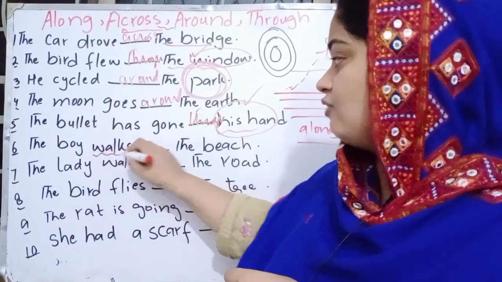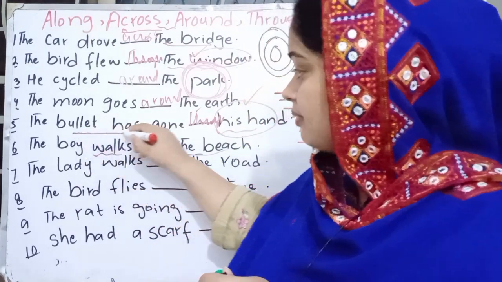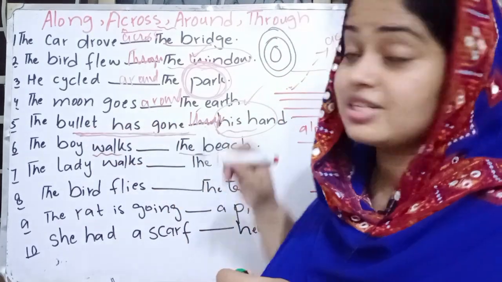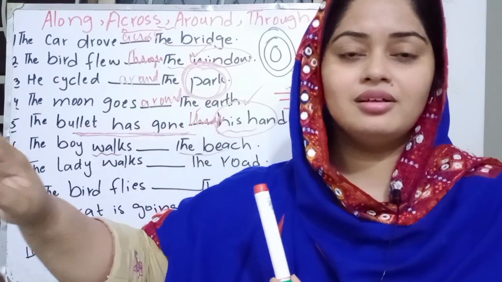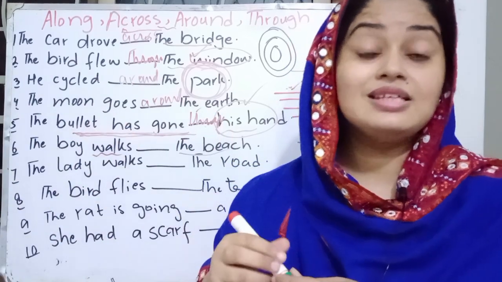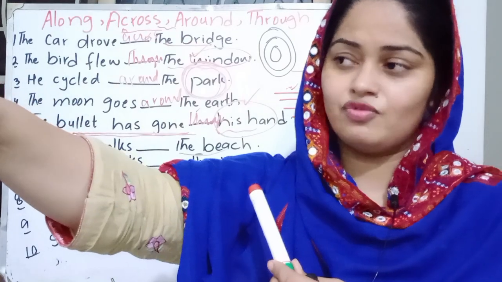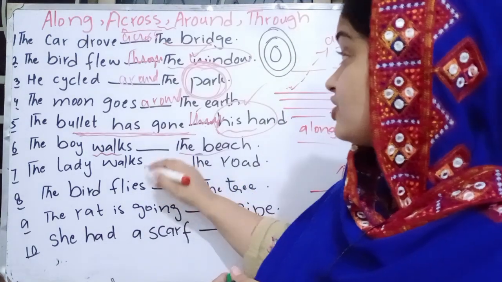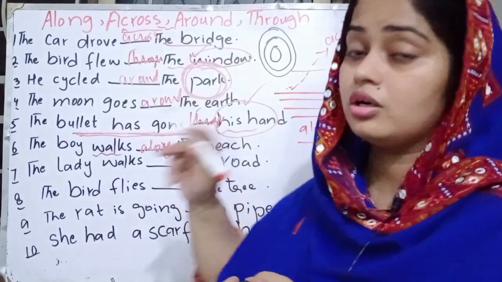The boy walks the beach. Now he is walking along the beach. Constant movement. He is not walking from one end to the other. He is not walking through a bridge. He is walking in a constant, direct direction, and that direction is called along the beach. The boy walks along the beach.